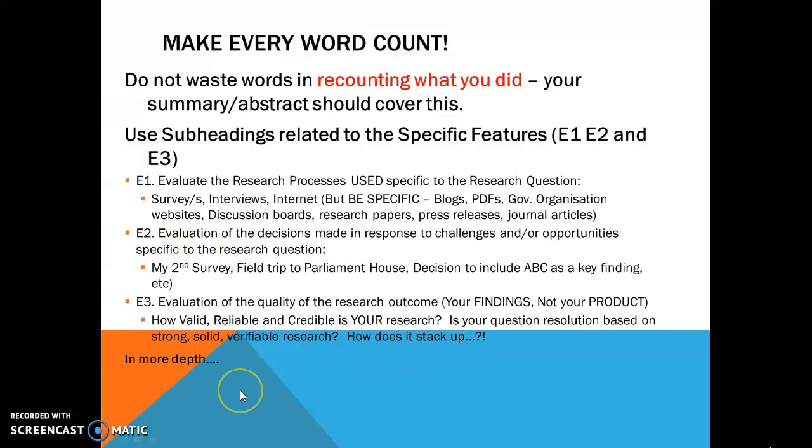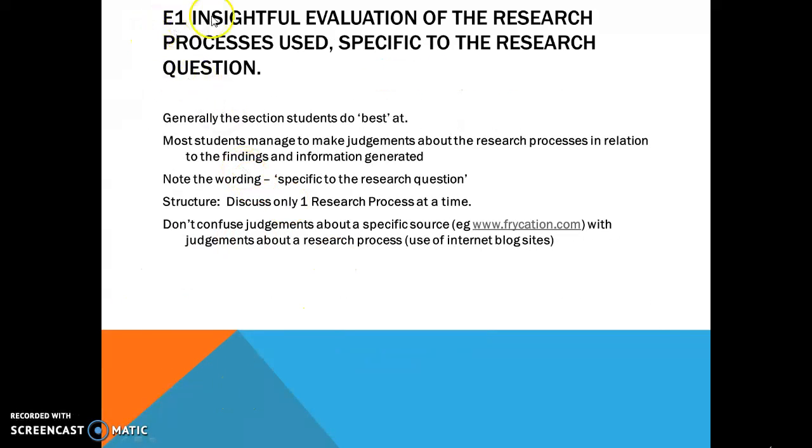Again, I'll talk about the others in more depth later on. So E1, insightful evaluation of the researcher's processes used specific to the question. This is generally the section of the evaluation that students do their best at. Most students manage to make judgments about the research processes in relation to their findings and the information that were generated from that research process. Note the wording of the specific feature, specific to the research question. So as I said, there is absolutely no point in spending 200 words telling me why you chose not to do an interview. Okay? Only talk about the ones that you did use that were specific to your question.